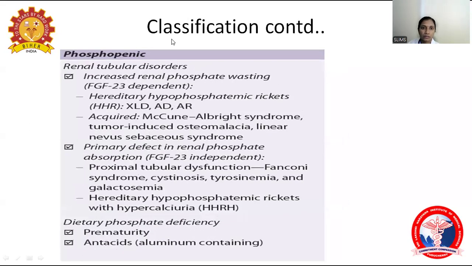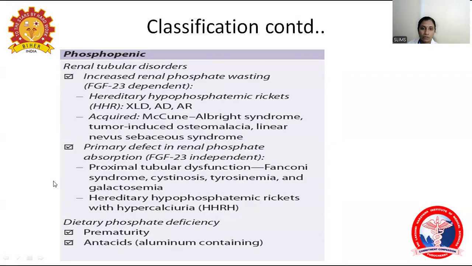Phosphopenic rickets is mainly more of a kidney defect per se. It can be a renal tubular disorder where there is increased phosphate wasting, FGF23 dependent. Hereditary hypophosphatemic rickets, which is X-linked dominant, autosomal dominant, or autosomal recessive. Acquired due to maybe tumor-induced osteomalacia, McCune-Albright syndrome. Or otherwise, it is a primary defect in renal phosphate absorption itself.